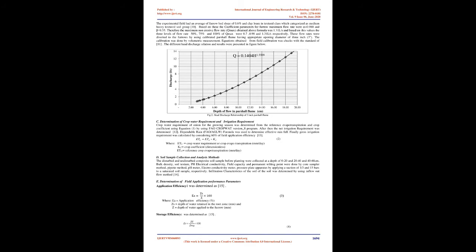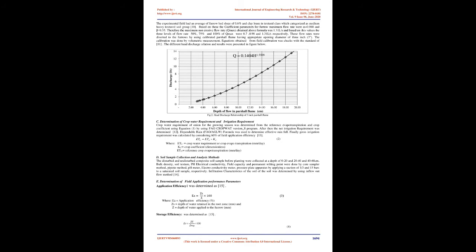Based on these, the coefficient parameters for furrow maximum flow rate were A equals 0.988 and S equals 0.55. Therefore, the maximum non-erosive flow rate, Qmax, obtained from the formula was 1.31 L/s, and based on this value the 3 levels of flow rate, 50%, 75%, and 100% of Qmax, were 0.7, 0.98 and 1.31 L/s respectively.